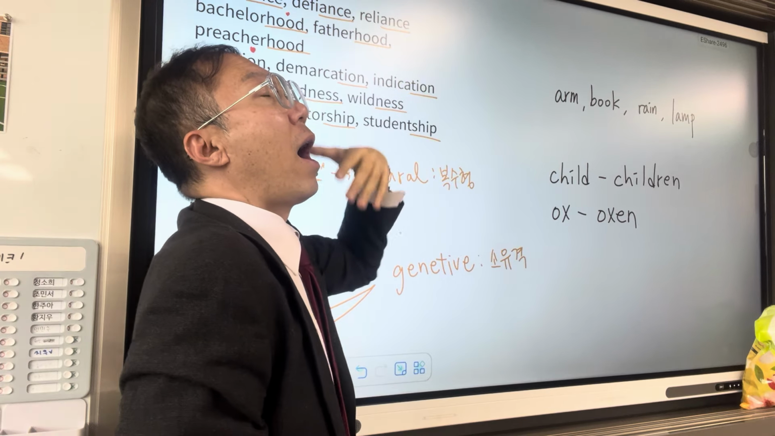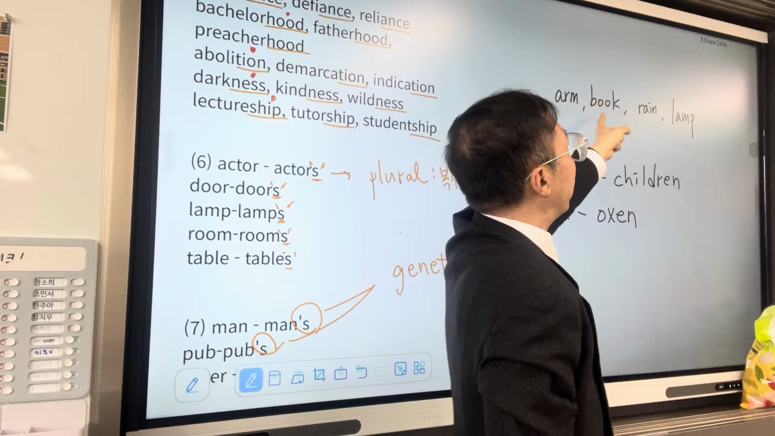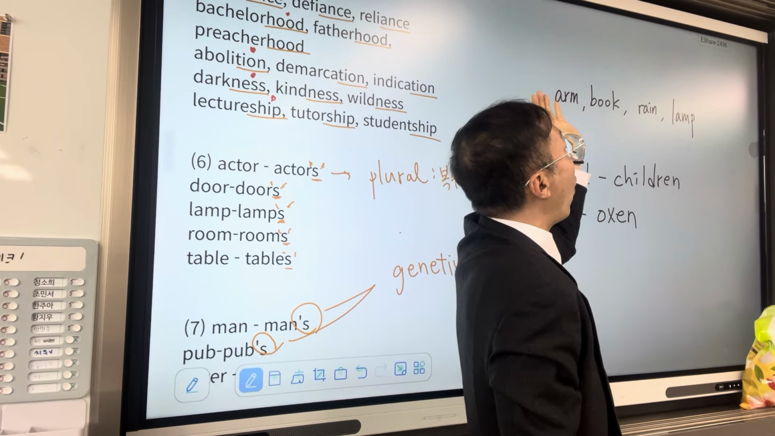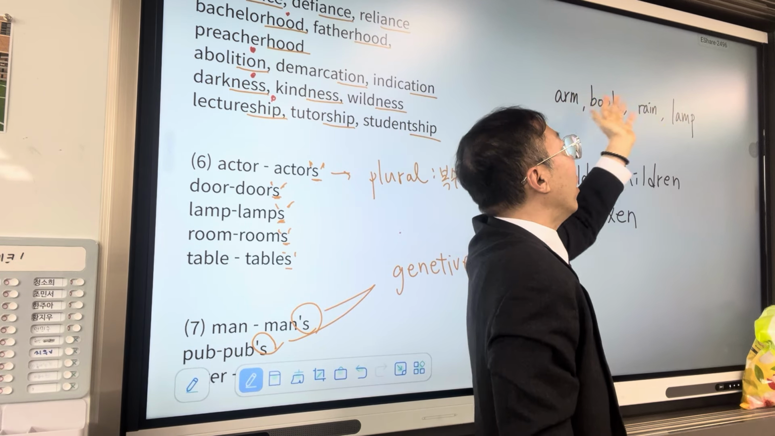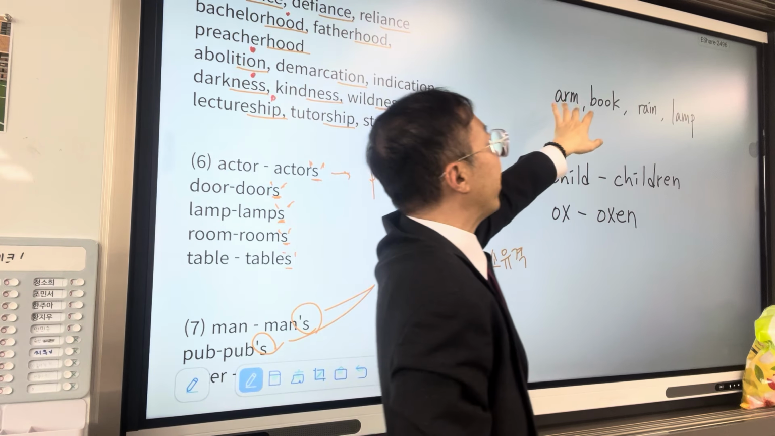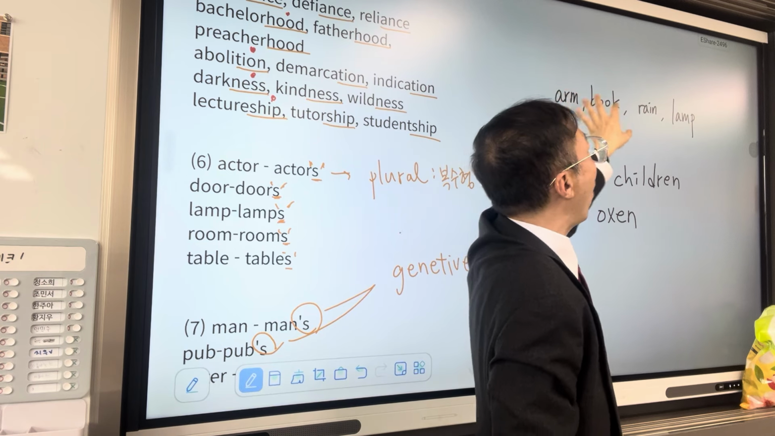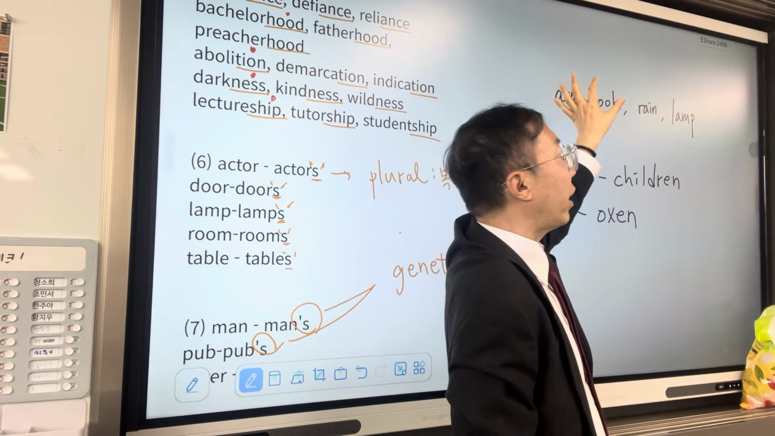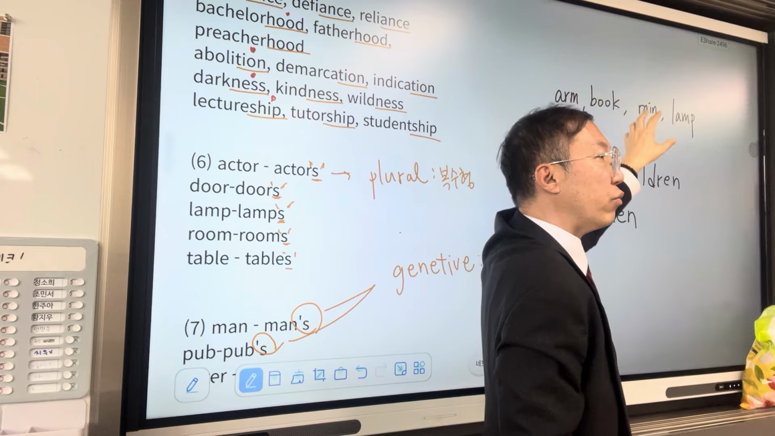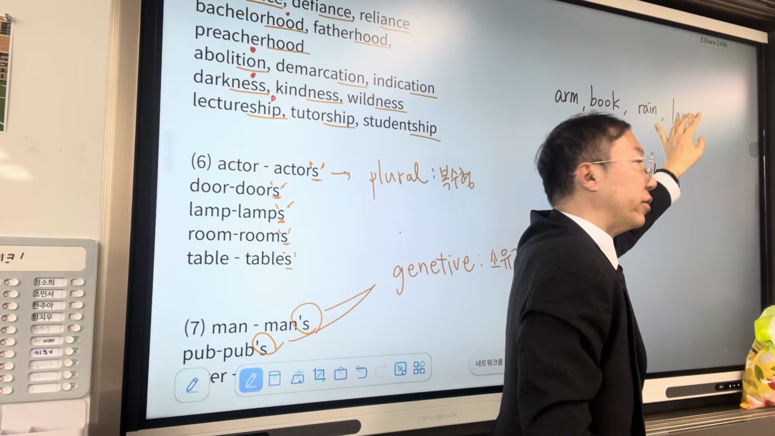However, there are many other nouns such as arm, book, rain, and lamp. They are all noun classes. However, they don't share any suffixes. They just have individual shapes. However, they are apparently noun classes. So we need to take care of nouns like this. We need more criteria to explain why they belong to noun classes.